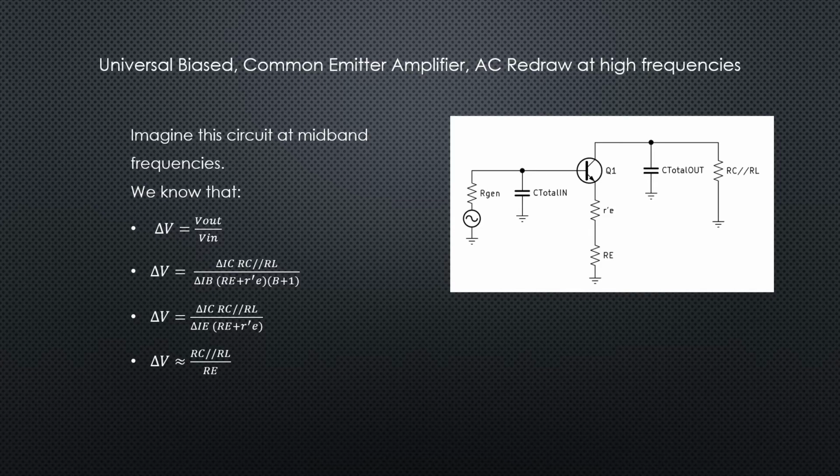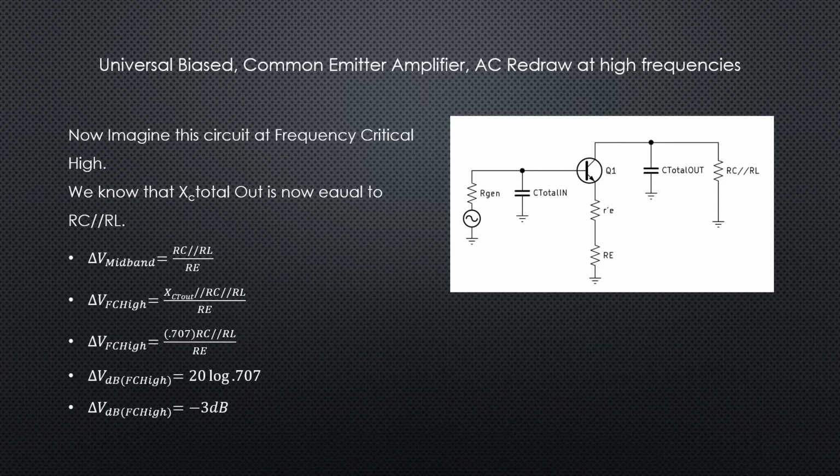Now if we take IB and multiply that by the beta plus 1, we get the IE, and we know that IC over IE is alpha, and it should be pretty close to 1. Also, we generally know that R prime E is kind of a small number, so we can then say that delta V is approximately equal to RC in parallel with RL divided by RE. So that RC in parallel with RL divided by RE gives us the gain at midband.